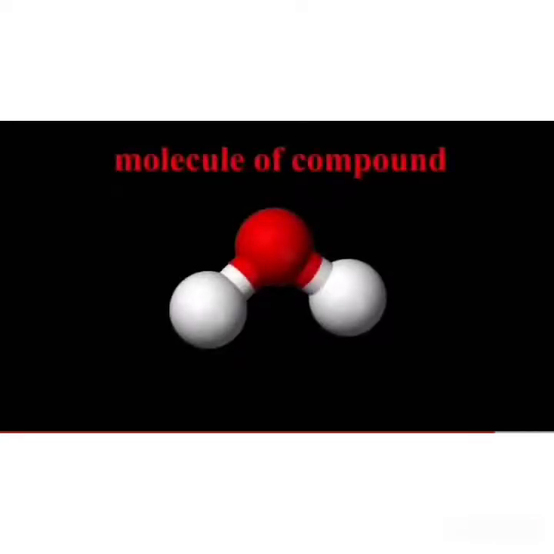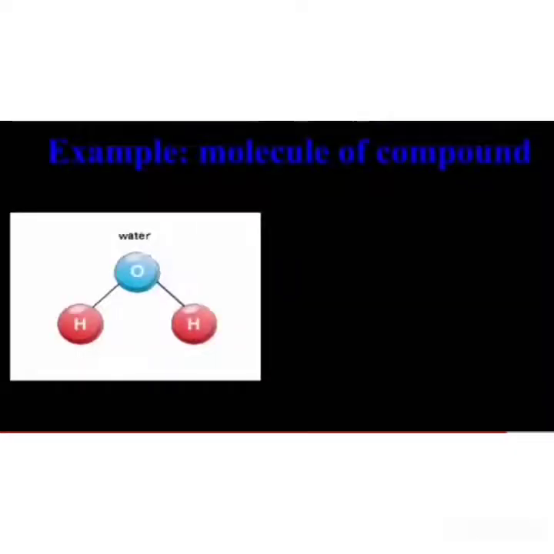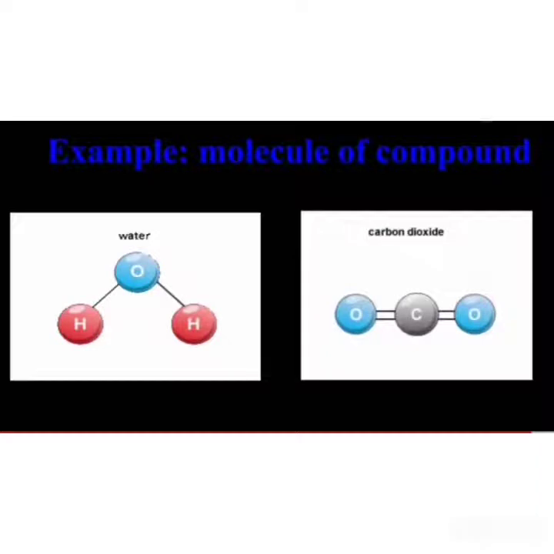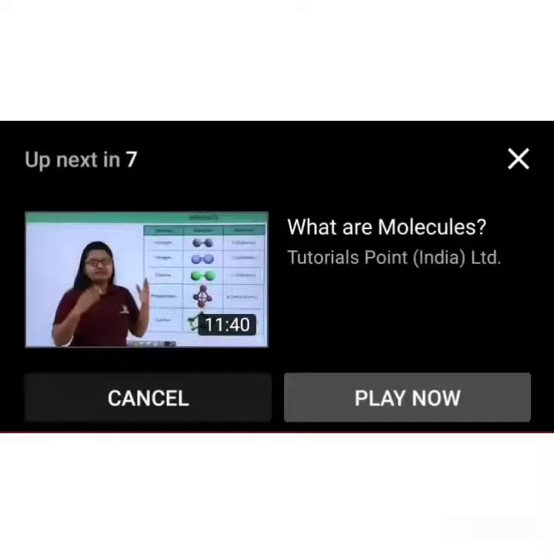When a molecule has different types of atoms, then they are called molecules of compounds. A water molecule has 2 hydrogen atoms and 1 oxygen atom. Carbon dioxide gas has 2 oxygen atoms and 1 carbon atom. So, they are called molecules of compounds or heteroatomic molecules.